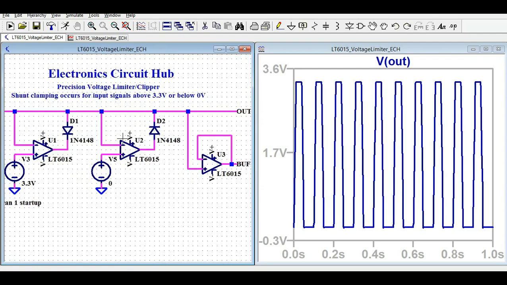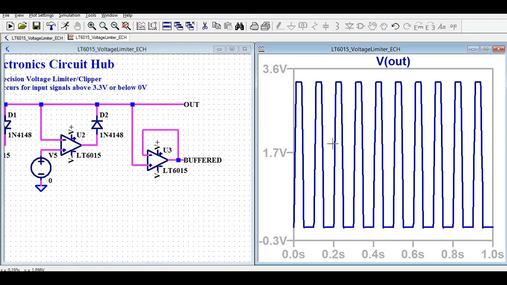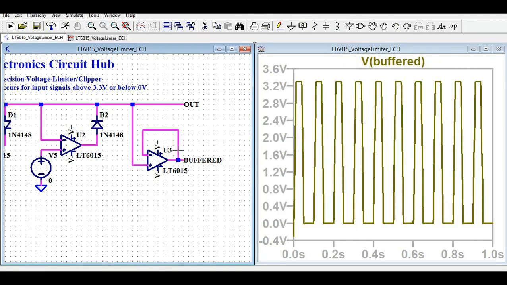And what about the third stage? Let's have a look at the third stage. Since this is the buffer stage, you are getting more or less the same signal as the second stage. There is no change. The V out and V buffered, if you look, they are overlapping each other. That means in the third stage the signal is the same, only there is an isolation in the buffered signal.